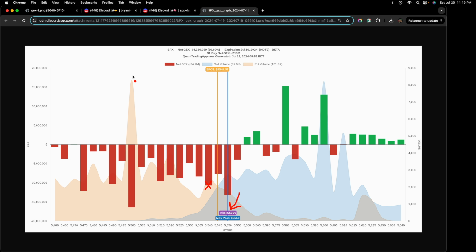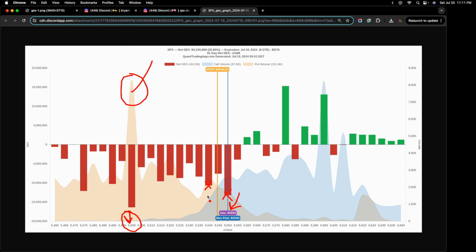We can see very early in the day, there's a spike in volume here. It is the highest option volume traded at 5,500. So 5,500 is something you want to clock, because if price cannot reclaim this, it's probably going to want to head towards this strike.